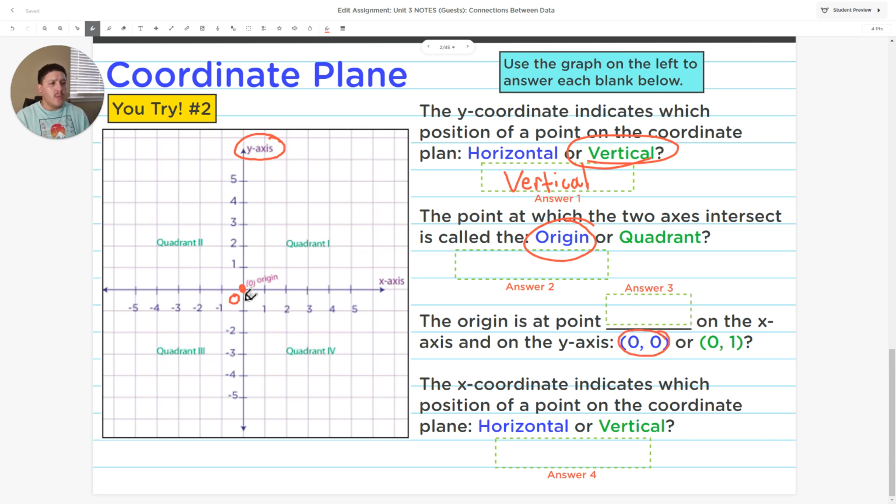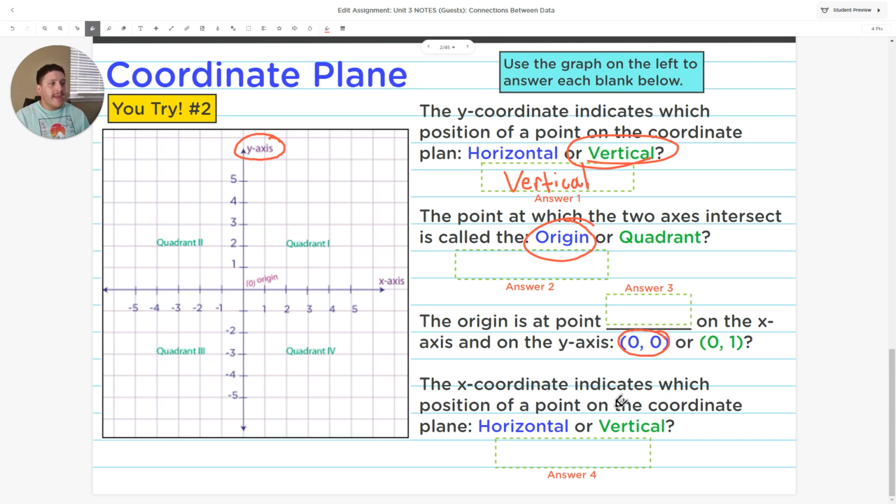0, 1 would mean, I'm sorry, it would stay at 0 on the x-axis, so it would move neither left nor right, but then it would go up 1. That's 0, 1. We don't want that. That's not the origin, so the only one that makes sense is 0, 0.